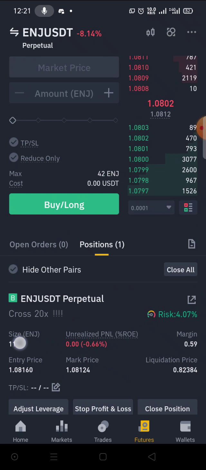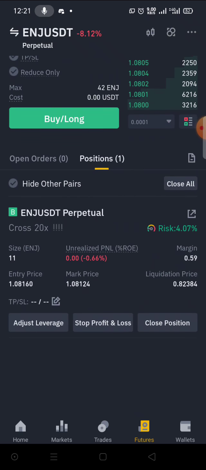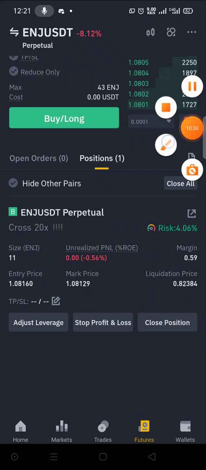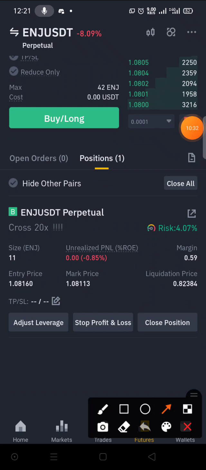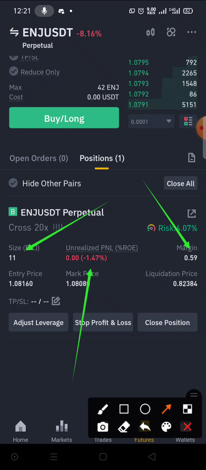That quantity, size 11, 11 pieces of ENJ. Take note of all these things I'm showing you. 11 pieces of ENJ is here, and I spent 0.59 cents to buy it, and I'm down by 1.047%. And here's my entry point. I entered the market at 1.081. So that's when I bought that coin. Now you know the market price, which I am showing you here.